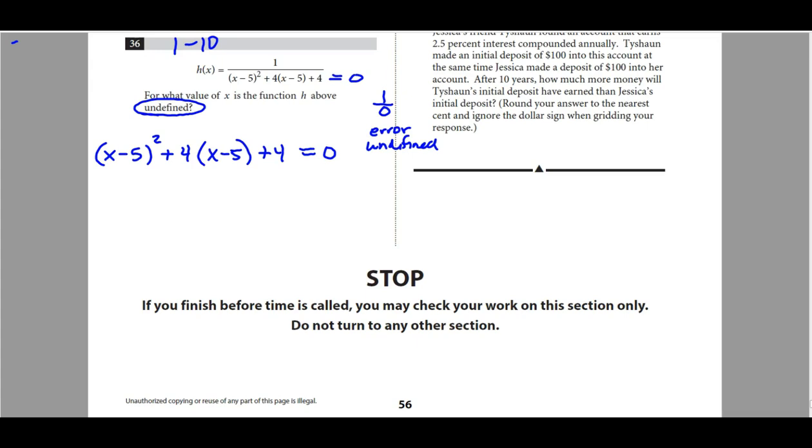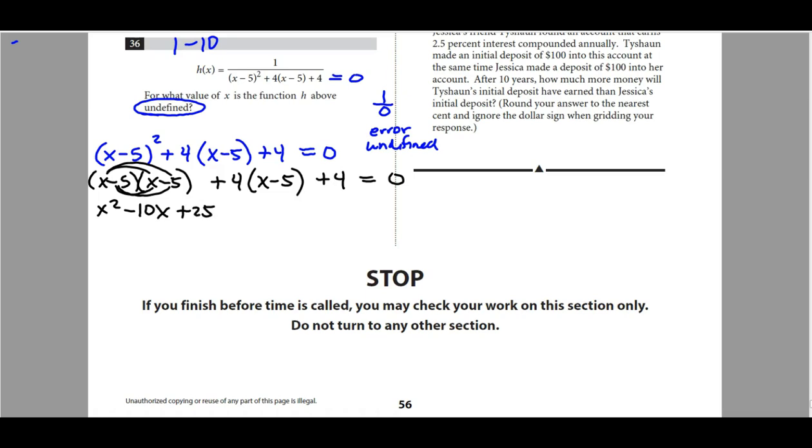So the first thing I'm going to do is this x minus 5 squared. Then we're going to add 4 times x minus 5, and I'll do the distributing, and see if we can solve this equation. So in this first piece, I'm going to get x squared, that's minus 5x, plus another minus 5x, that's minus 10x. And then negative 5 times negative 5 is plus 25. Then here I'm going to get plus, I have to distribute, so that's 4x minus 20 when I distribute the positive 4. And then I bring the 4 down, and I get 0.